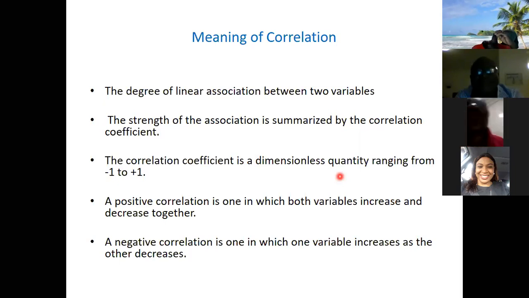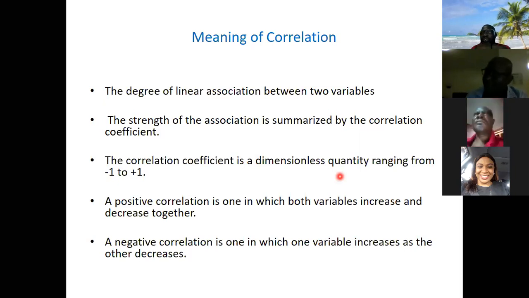If you remember your physics and chemistry, Charles's law and Boyle's law. Charles's law is like direct proportion. We talk about pressure and temperature. As the temperature increases, the pressure of the gas increases, so both increase together. If the temperature decreases, the pressure will also decrease. So they move in the same direction. That is direct proportion. That is positive correlation.